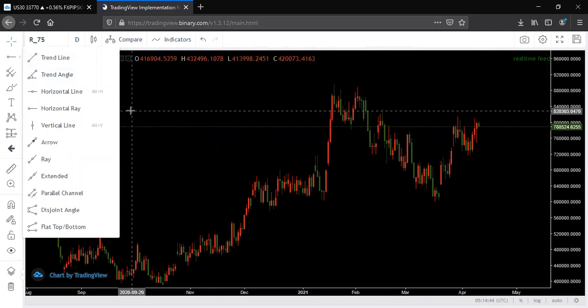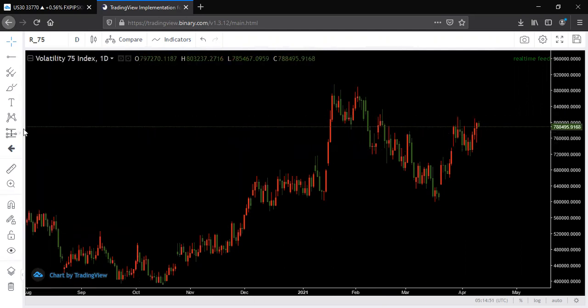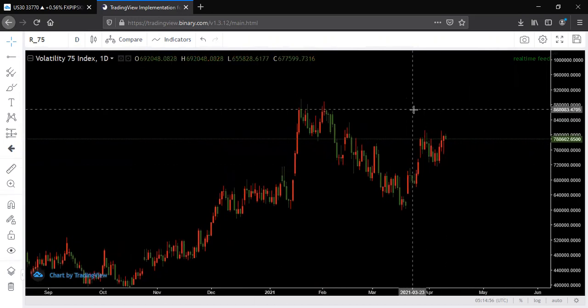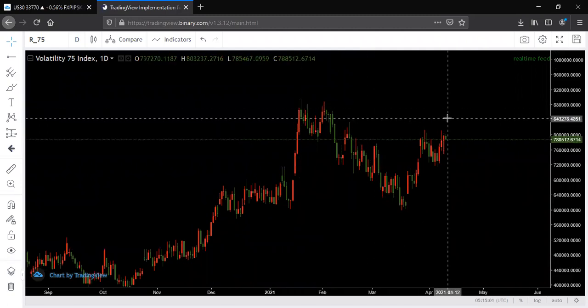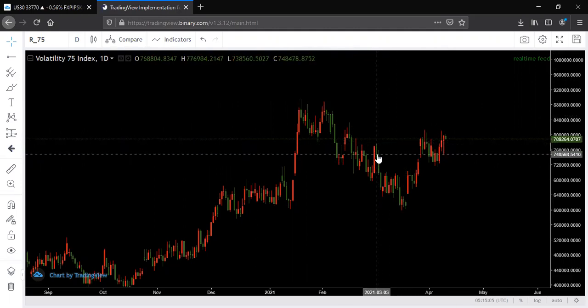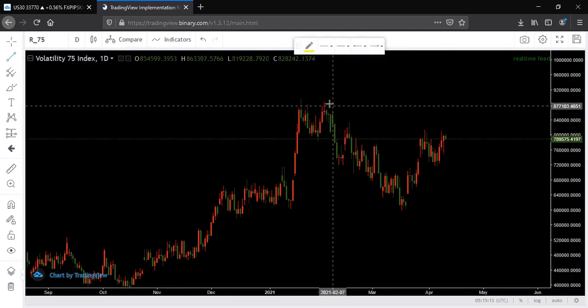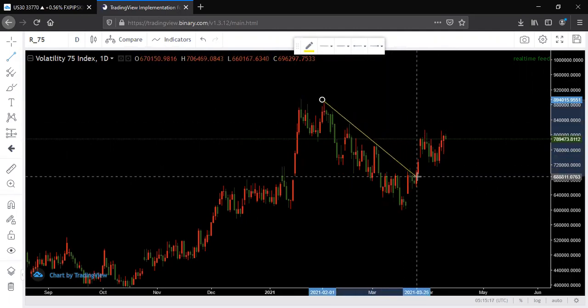Remember, we shall be using trend lines and horizontal lines. Also, we shall be using the short and long position tools so that we can measure our risk and reward ratio. So let us proceed. When we are starting here, guys, I will take this trend line. You see, I take this trend line, then I will draw it from this point to this point.